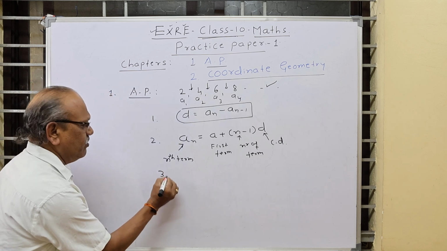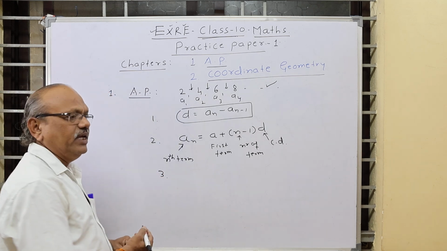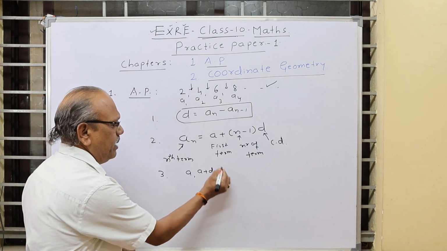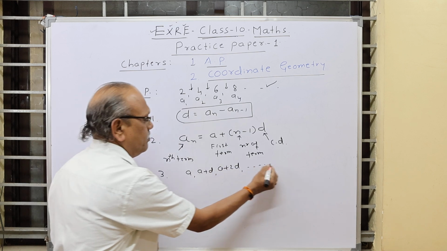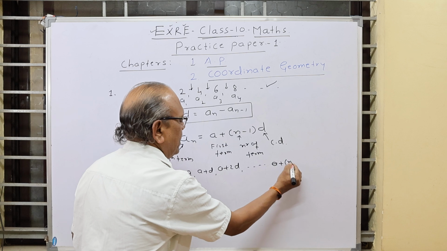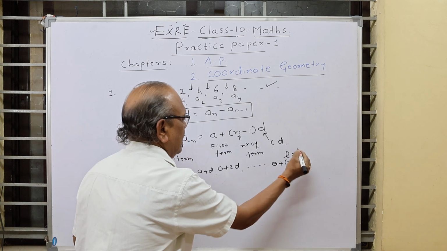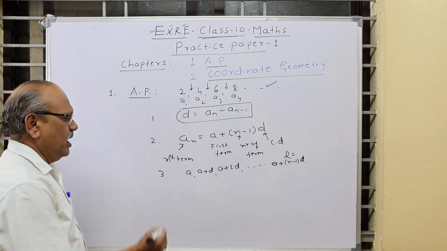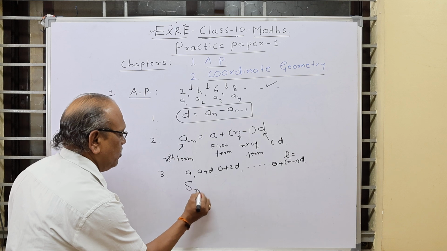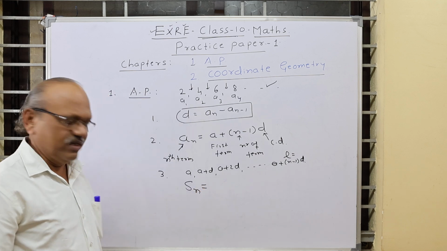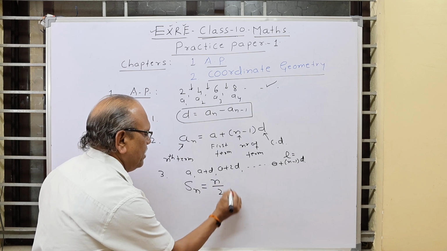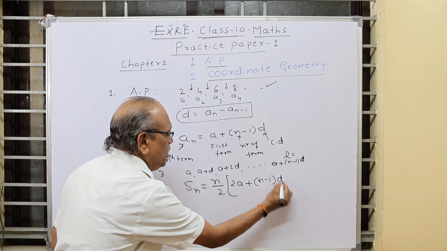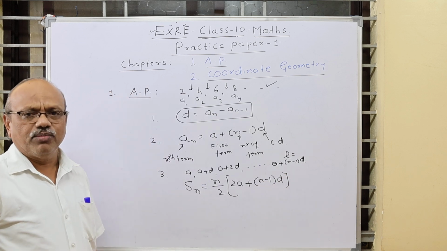And the third important formula is to find the sum of n terms of an AP. Suppose a, a plus d, a plus 2d, and so on up to a plus n minus 1 into d, which we call l, is an AP containing n terms. What is the formula to find the sum of n terms of an AP? Yes, correct. Try to recall quickly. n by 2 into bracket 2a plus n minus 1 into d. This is the third important formula in the chapter.